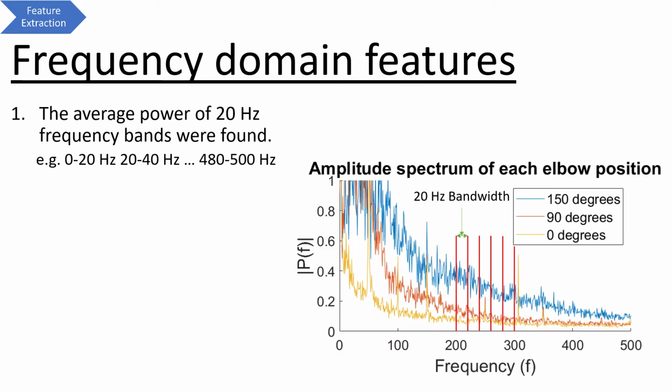The frequency domain features used were the average power of 20 Hz frequency bands. For example, the average power between 0 and 20 Hz, 20 to 40 Hz, all the way up to 480 to 500 Hz. This figure here shows the FFT response of the average signal for each of the 3 elbow positions. We can see that the FFT response is distinguishable between the 3 positions.